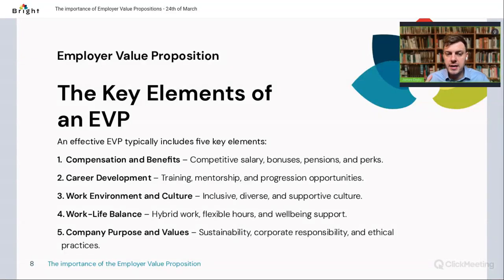And that might involve training, mentorship, and progression opportunities. So getting that into your employer brand is really important. Your employer value proposition, it's literally that. It's a proposition or a sales pitch to people. So it's great to be able to say that you're already invested in career development. But to sell that to somebody, you need to be backing that up in the way that you talk to candidates through your employer brand.